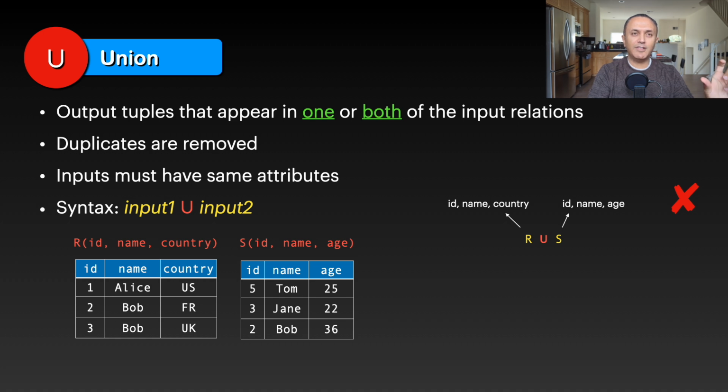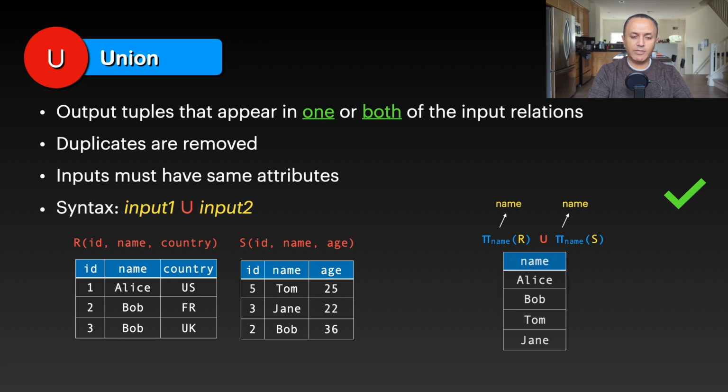But if we want just the names, then we can project the name from both sides. So we can project the name from R, and project the name from S. This will produce two relations that have only a name attribute. Now both sides of the union are matching, and we can perform the union, and the output will look like this. Again, notice that all the duplicates have been removed in this case.